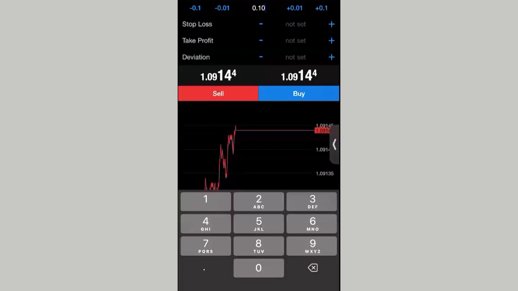0.10. You know what I mean? But if you had a 1.00, that would be $10 per pip, which is $600.